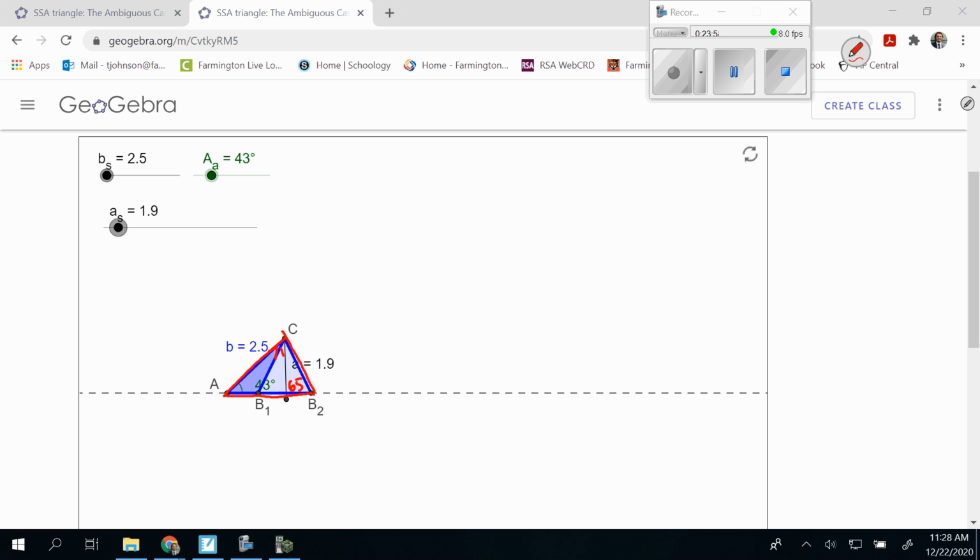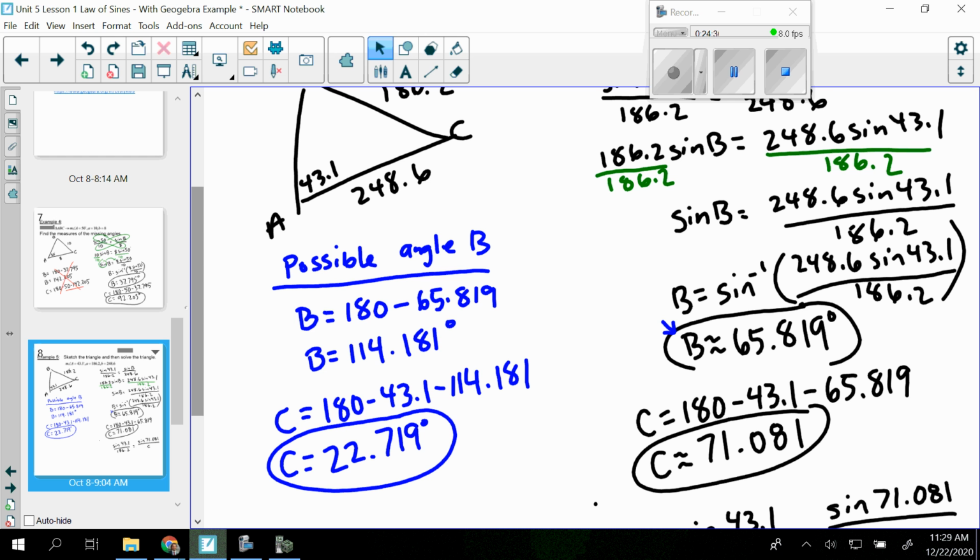So that was one triangle. The other possible triangle we could have has the same angle A, the same length for side B, and the same length for side A; the moving one here is right there. And that one came out where B was quite a big angle. The supplement angle was 114, an obtuse angle, and then C came out to be a smaller angle of 22. So there are two possible triangles. That's why you've got to check when you're solving for an angle with the law of sines, because sometimes there might be a second triangle that can work. And so there's our second combination of angles that we could have.